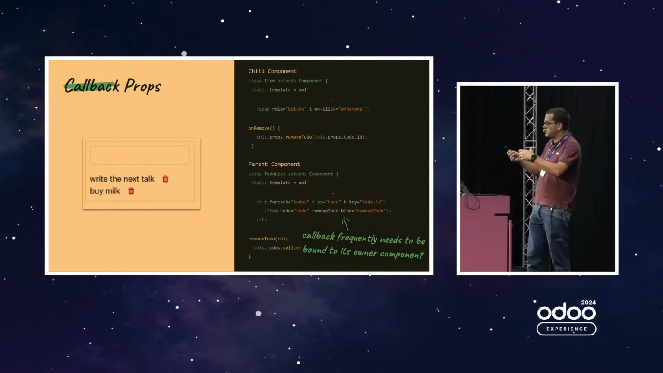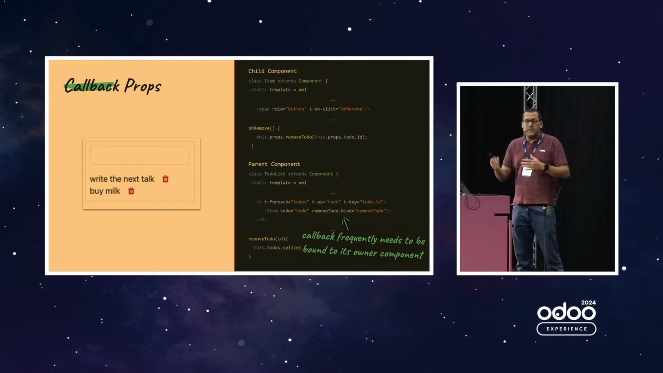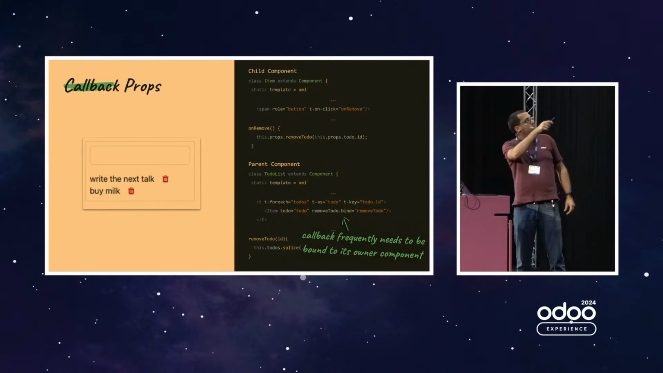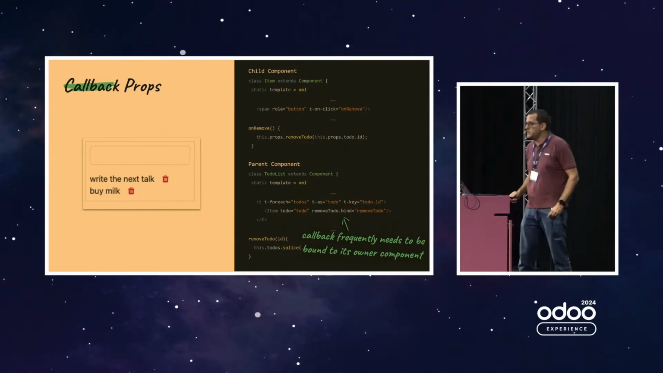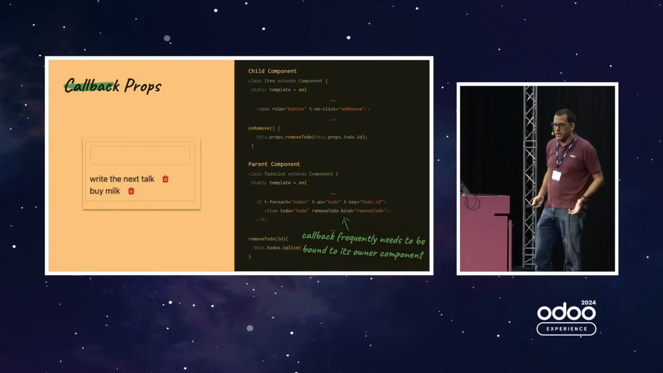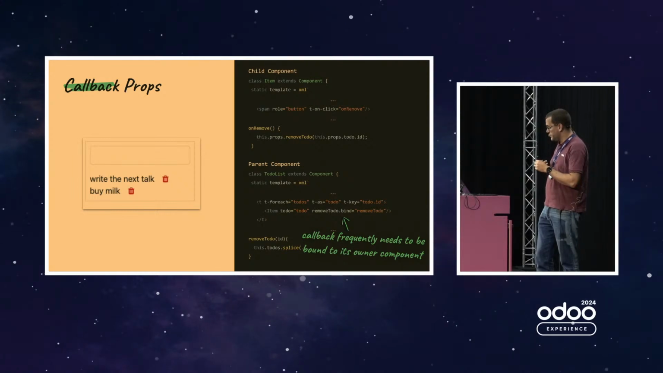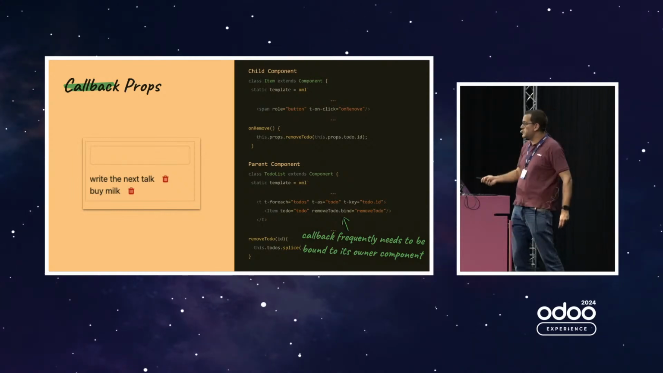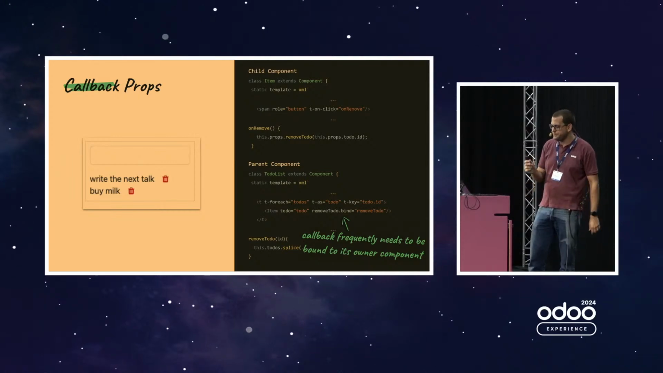We need that this function is executed with the context of the parent, and for that case we add a .bind. .bind is a way for the parent to tell the child, hey, I bind this to the parent, so when it's going to be executed, it is executed with the context of the parent.